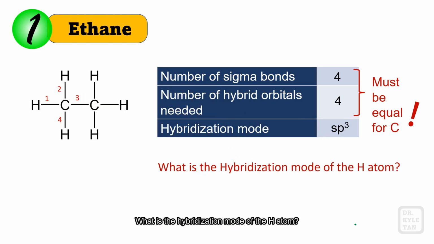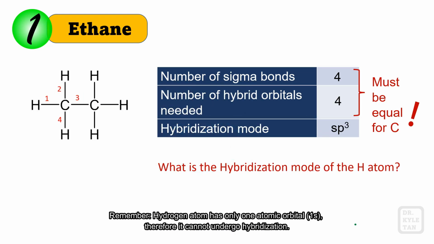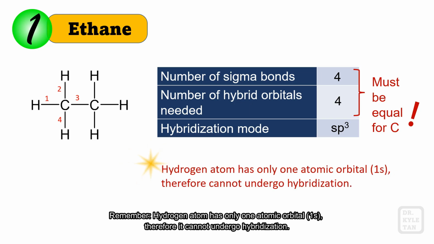What is the hybridization mode of the H atom? Remember, hydrogen atom has only 1 atomic orbital, 1s. Therefore, it cannot undergo hybridization.